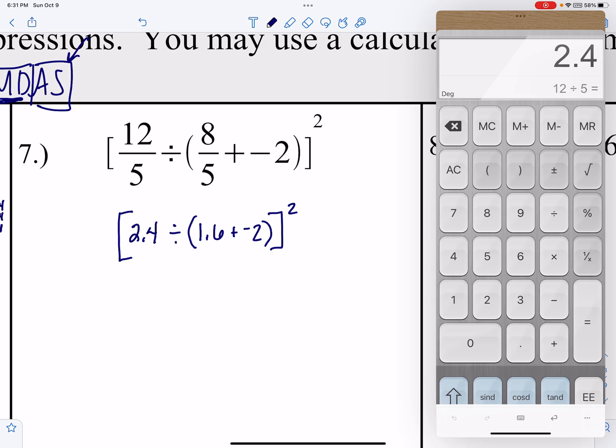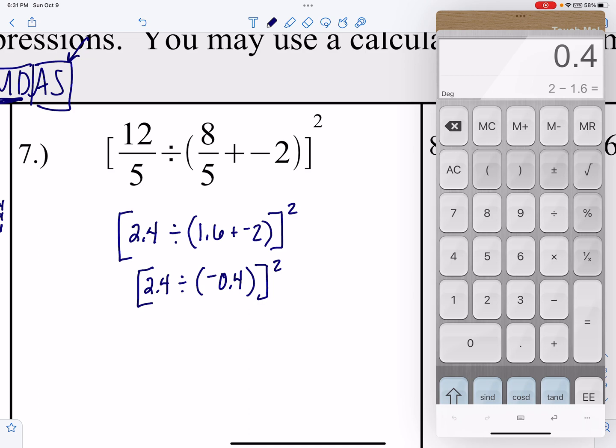All right, so let's go ahead and do our innermost parenthesis first, which is 1.6 plus a -2. It's our addition song, so different signs subtract. So we're going to do 2 minus 1.6, and we get 0.4. But we keep the sign of the bigger digit, so it's a negative. So at this point now, when I do my rewrite, I still have all this. And here we go.